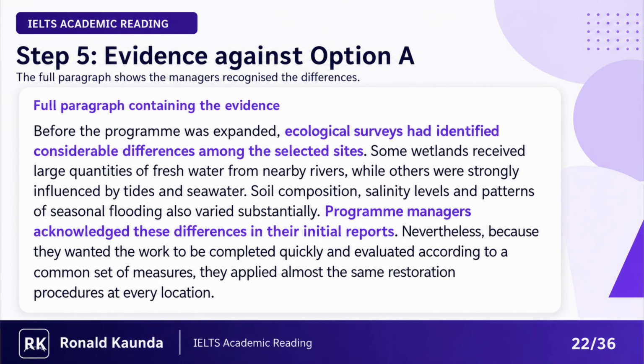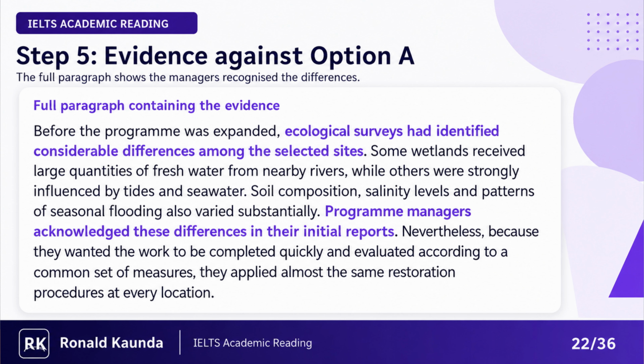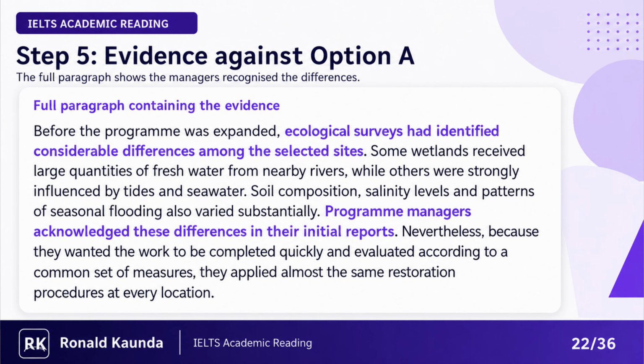Now let us return to the passage. The passage says, before the program was expanded, ecological surveys had identified considerable differences among the selected sites. The passage then describes those differences. It says this: some wetlands received large quantities of fresh water from nearby rivers, while others were strongly influenced by tides and seawater. It also tells us that soil composition, salinity levels, and patterns of seasonal flooding also varied substantially.